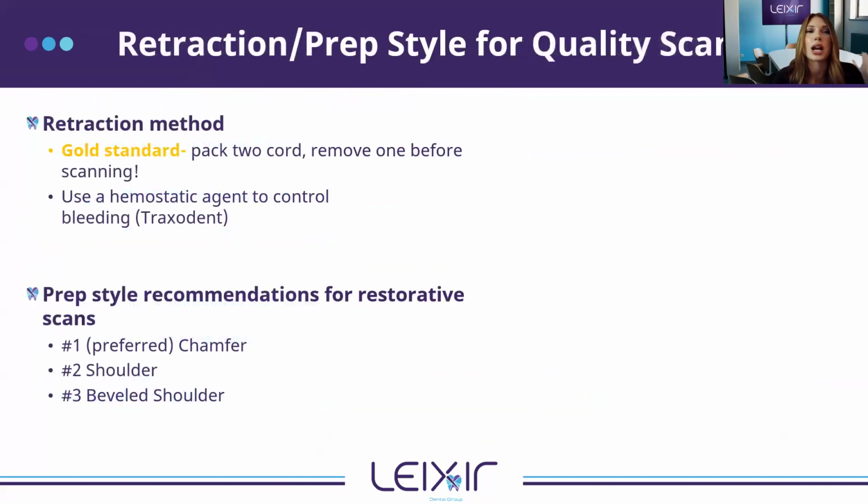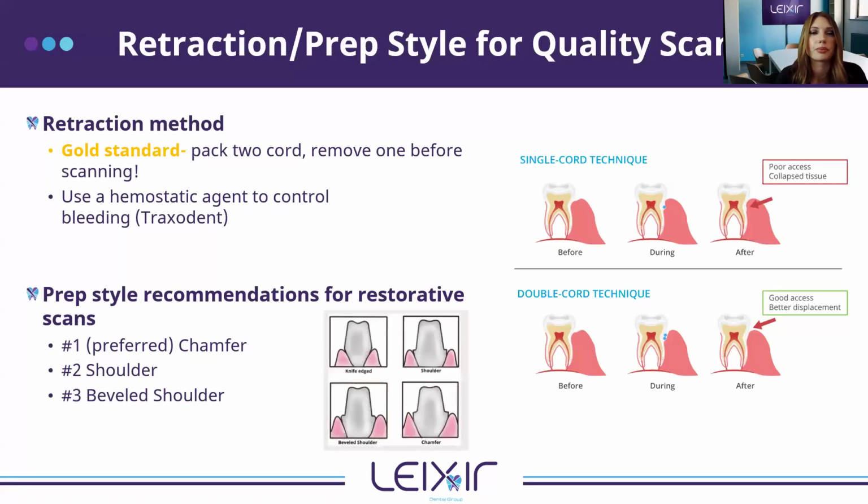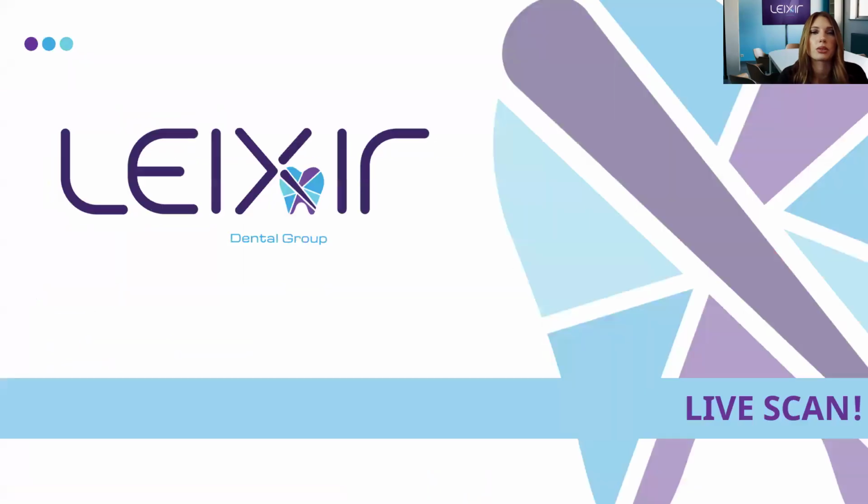All right, so the retraction method we did talk about: the dual cord technique. Also, your prep style does matter. I'm not here to tell you how to do your preps, but for scanning, chamfer is the recommended prep style. That will help us to see your margins a lot better. Shoulder or a beveled shoulder is good as well. And we talked about that hemostatic agent. If you use something like Traxodent, that's very helpful as well. Definitely having packing cord. All right, and there's our prep styles.